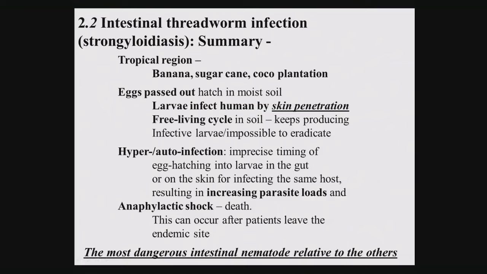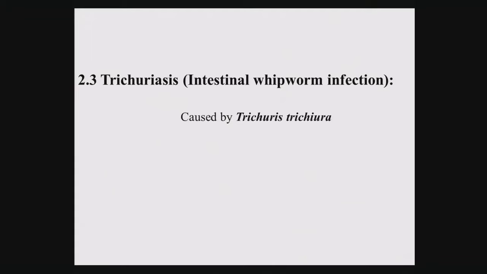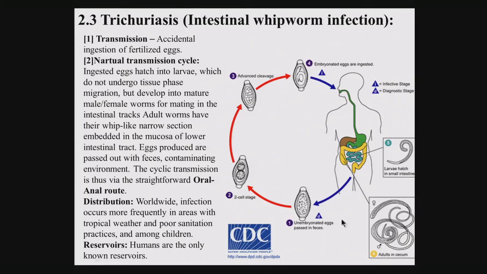Okay, so this is the second one. The last one is GI parasites caused by Trichuris. This is the intestinal whipworm infection. This is a very mild infection unless you have a heavy parasite burden. The life cycle is very simple. No tissue phase. You accidentally ingest the fertilized egg. They end up in the intestinal tract, usually near the colon, where you have male and female producing eggs coming out into the contaminated environment. Distribution is worldwide, temperate and tropical areas, wherever you don't have good sanitation.